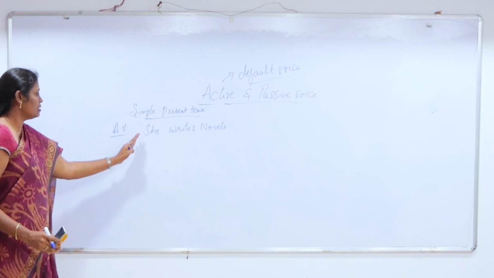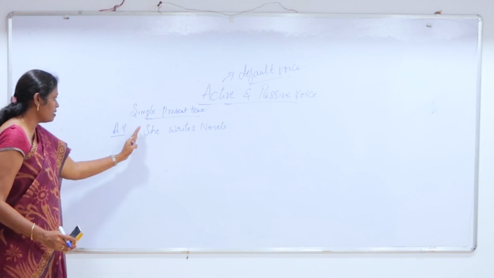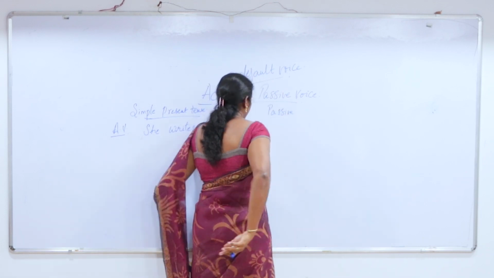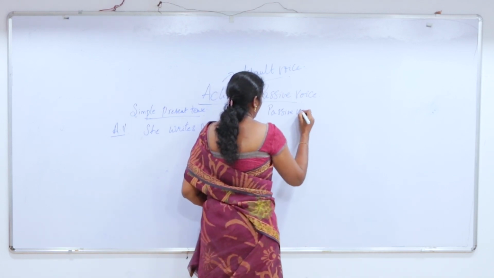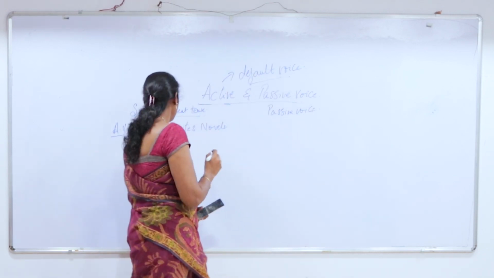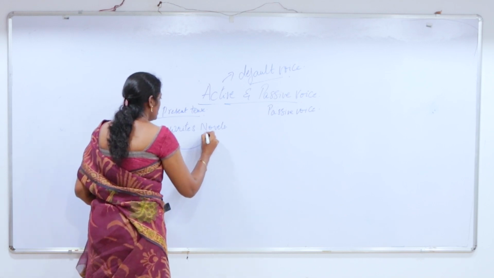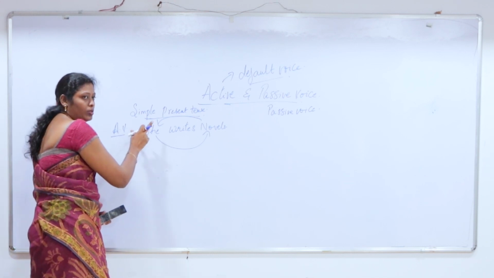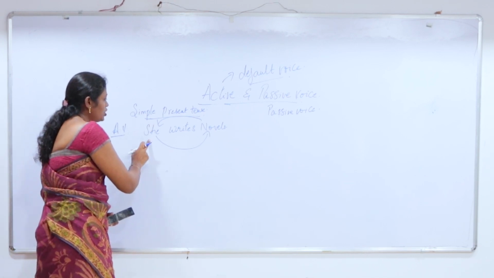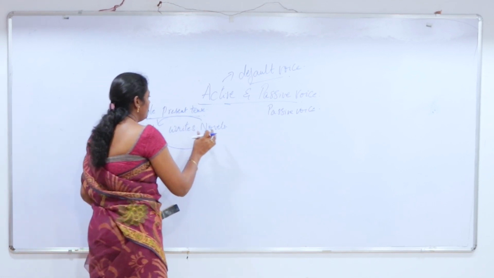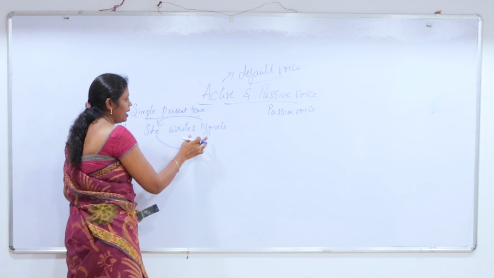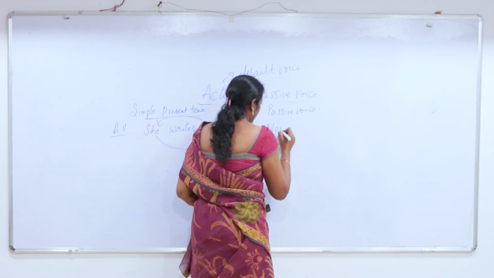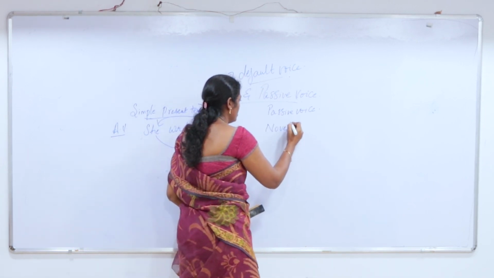Okay, now if the sentence is given like that in active voice, that is in simple present tense, when we are changing that into passive voice, focus, guys, the subject comes in the place of the object and the object comes in the place of the subject. So that is what we said, subject is the doer of the action, and in active voice the subject is doing the action. So when we go to the passive voice, we need to place the object in the subject place.